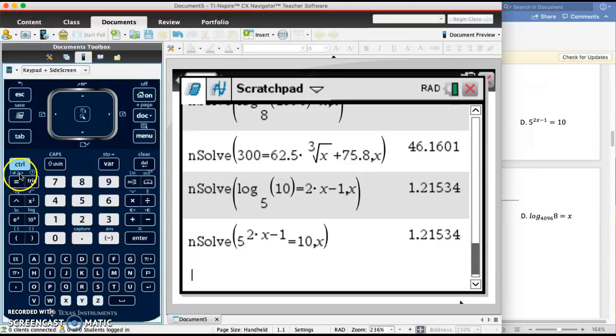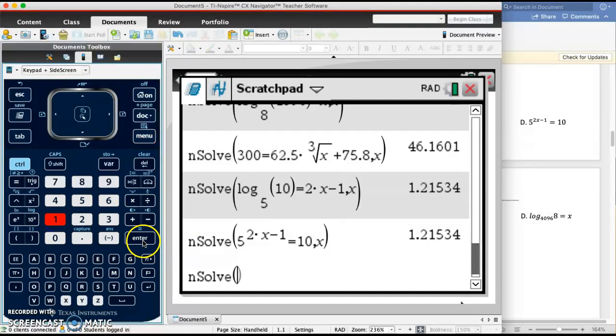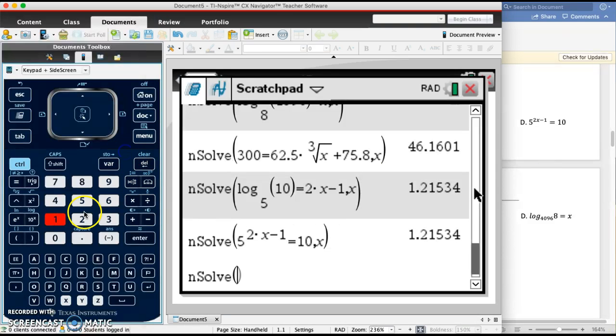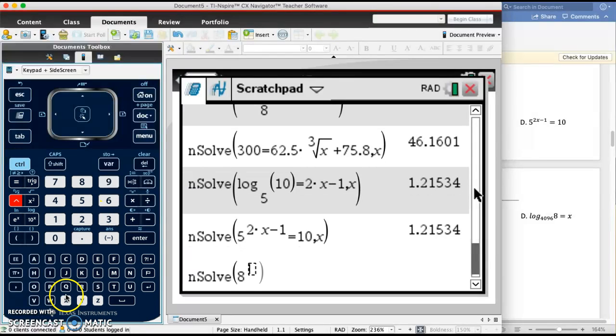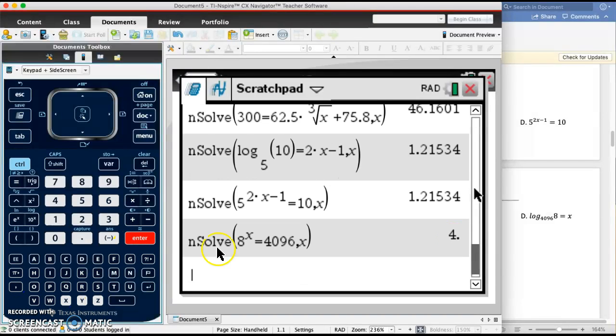All right. So now we go to 14, same situation. We're going to go menu 3, 1. And from there, I'm going to put in 8 raised to the x equals 4,096. Comma x. Boom. Enter. And I get 4.